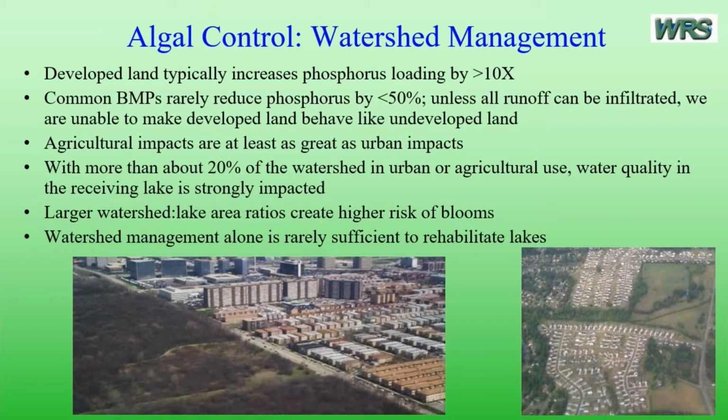Again, with more than about 20%, you could stretch it to 30%, of that watershed in urban or agricultural uses, the receiving lake is going to be impacted. There's just nothing that works well enough. The bottom line is that in this lower picture, we cannot make land that looks like the part on the right behave as though it's the land on the left. There is nothing that will do that.